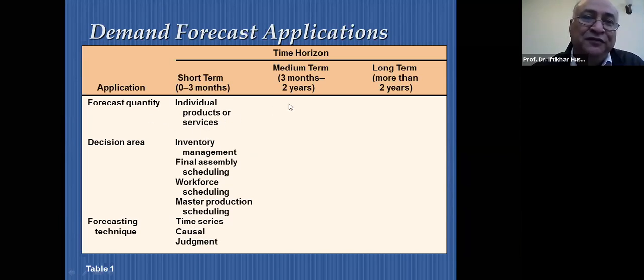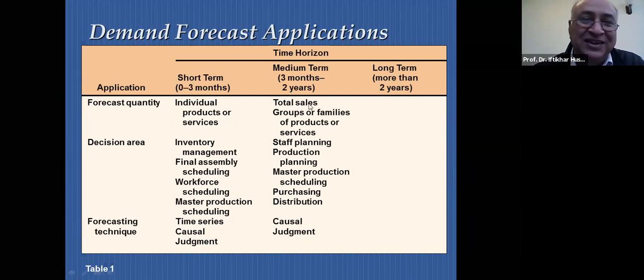The same thing, the forecasting quantity, if we are going to use it for the medium term, is total sales per year, for example, and groups or families of products or services. Over here we have individual products or services, but here total sales, groups or families of products or services. The decision area is staffing planning, because accordingly we can plan that we will require so many people. It is not the workforce scheduling. Here, staffing planning, production planning, master production scheduling, then purchasing, distribution, and the techniques which can be used for the medium term could be causal and judgmental.